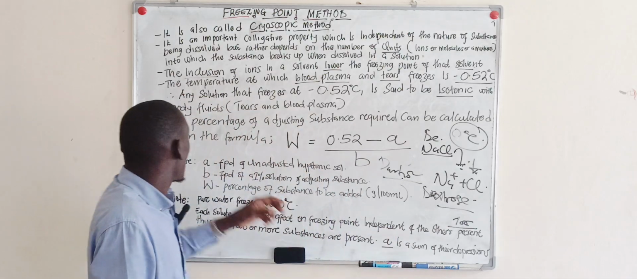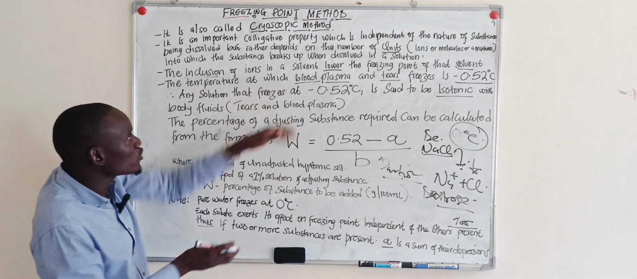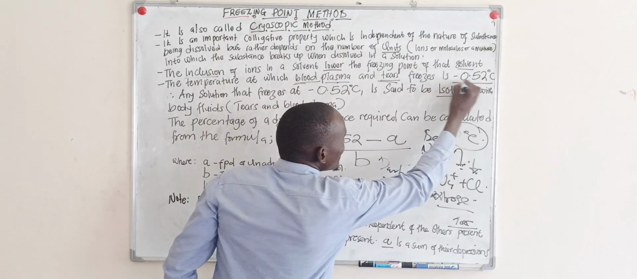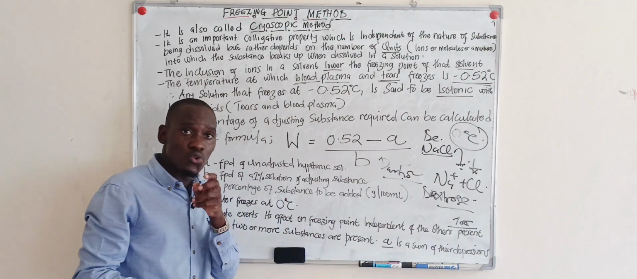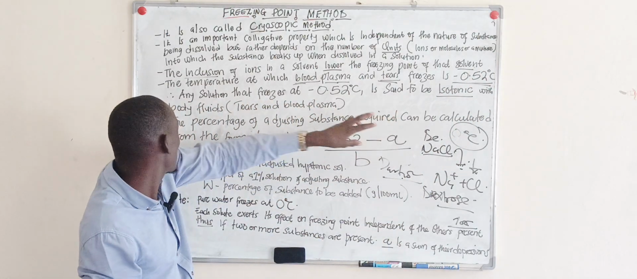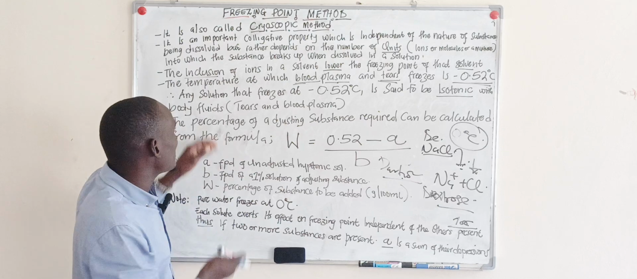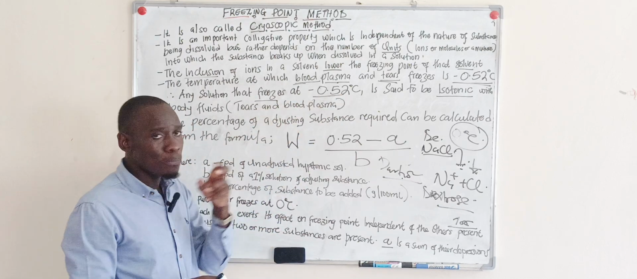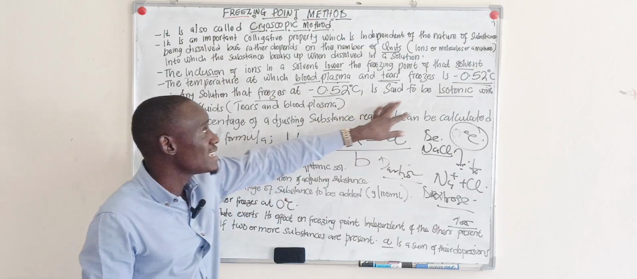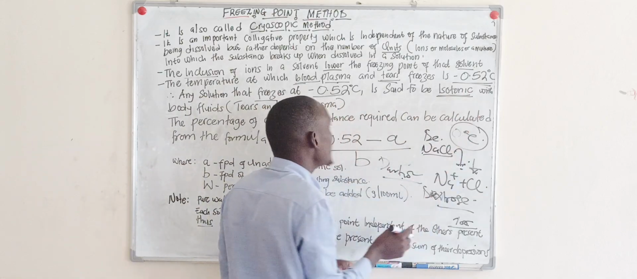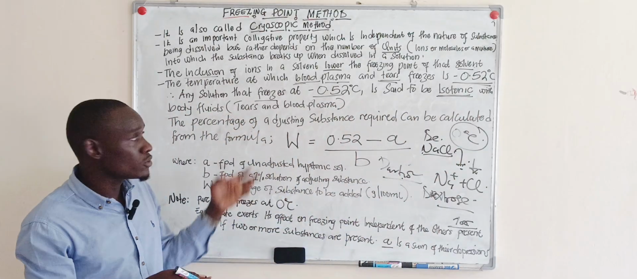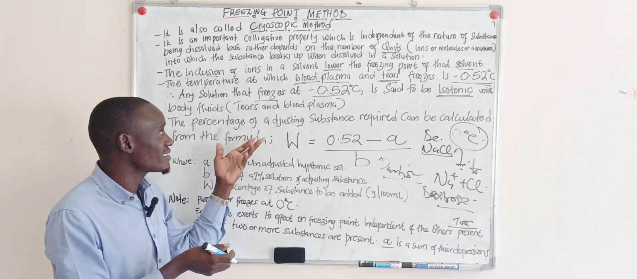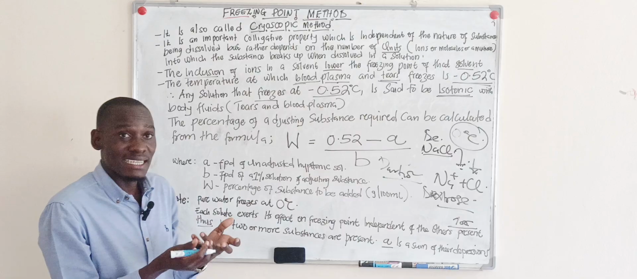For example, we all know that the temperature at which blood plasma and tears freeze is negative 0.52 degrees Celsius. Therefore, any substance that freezes at negative 0.52 degrees Celsius is said to be isotonic with body fluids. And whenever we talk about body fluids, we simply mean tears and blood plasma in that case.